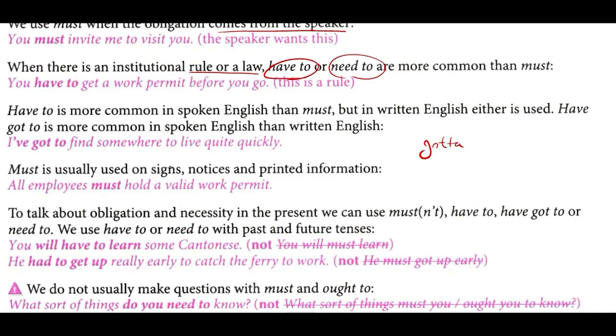کاربرد بعدی ماست توی ساین ها، نوتیس ها و printed information هست. All employees must hold a valid work permit. این به صورت یک ساین، نوتیس، اعلامیه یا printed information بوده. پس قوانین به طور کلی have to و need to هست، اما تابلوها، اعلامیه ها و printed information ها، اطلاعاتی که نوشته شده مربوط میشه به must.